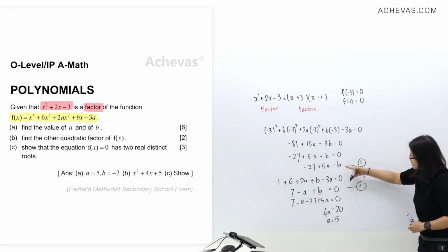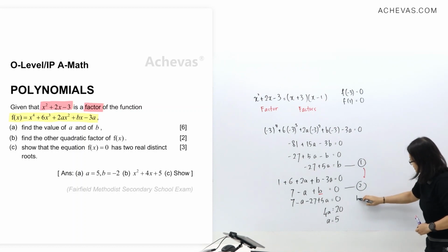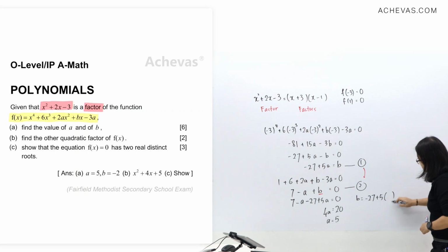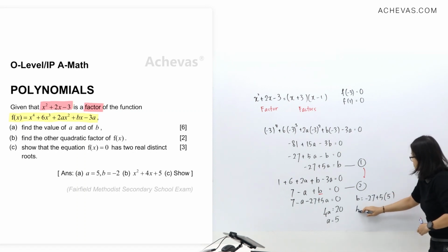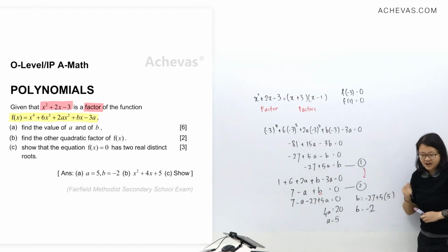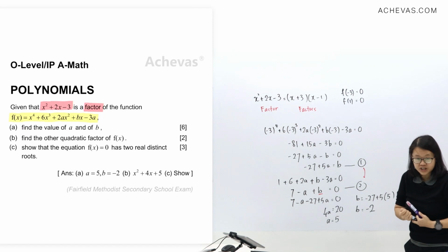Let's substitute this into equation number 1 to get the b value. I have -27 plus 5 times a, and a is 5. 25 minus 27, so the b value will be -2. So we have solved for part A of this question. Let me erase and we'll go to part B.